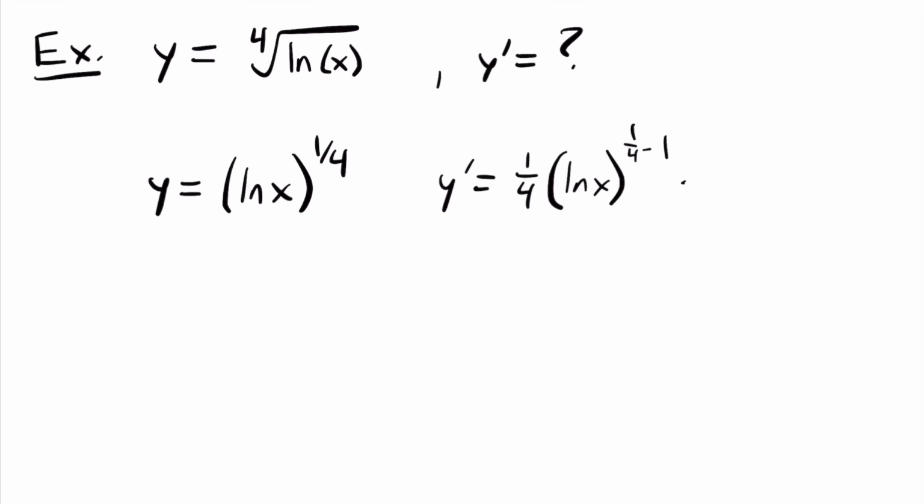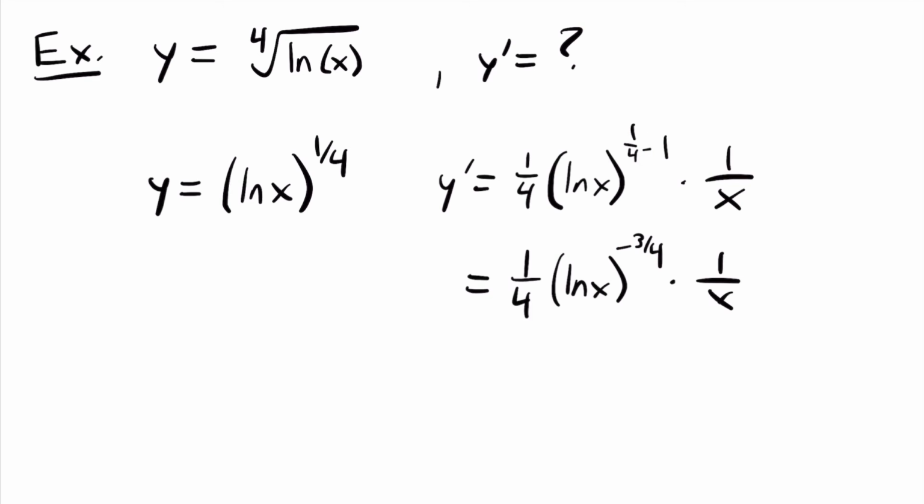And then we need to multiply by the derivative of the inside function, which we know the derivative of the natural log of x is 1 divided by x. And so if we simplify, this will be equal to 1/4 times the natural log of x to the -3/4 power, right? 1/4 minus 1 is -3/4, and this is still multiplied by 1 divided by x.